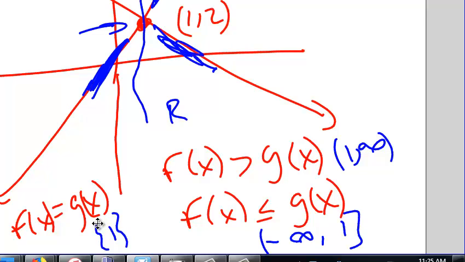Okay? All right. Wouldn't there be a bracket on the 1 where f of x is greater than g of x? Or no? It'd have to be equal to. It would have to be equal to in order to get a bracket there. So bracket on the greater than or equal to, less than or equal to, parentheses on the strictly greater than. All righty.